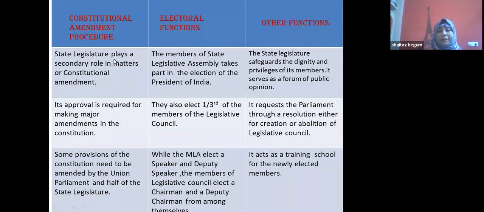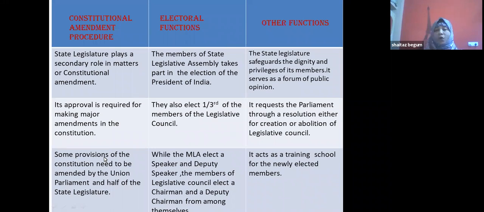Then, constitutional amendment procedure. The state legislature plays a secondary role in matters of constitutional amendment. The first role is played by the parliament. The parliament has the utmost power to amend or to ratify. The state legislature's approval is required for making major amendments in the constitution. There are some provisions in the constitution for which the approval of the state legislature is also needed.